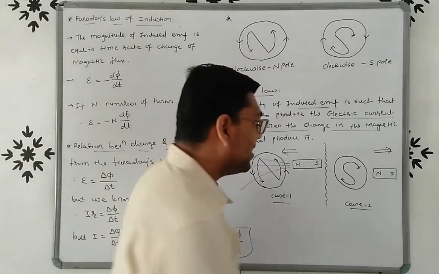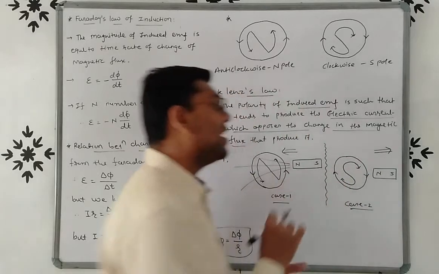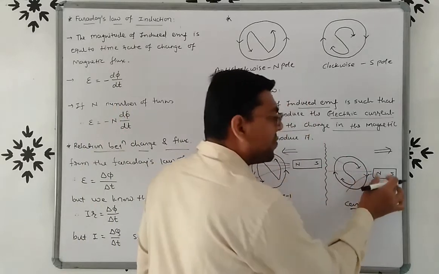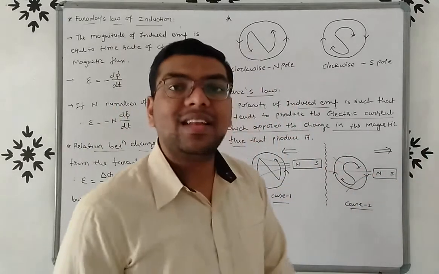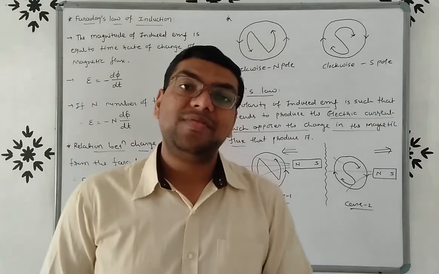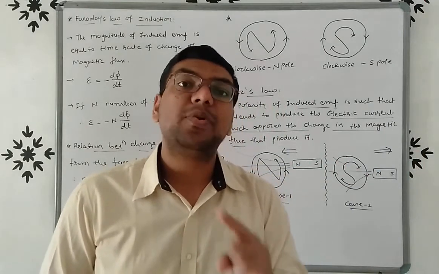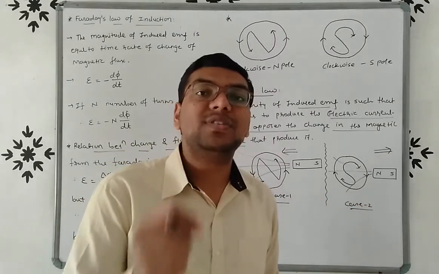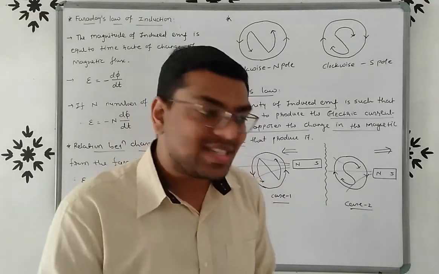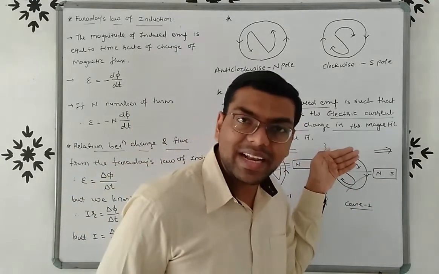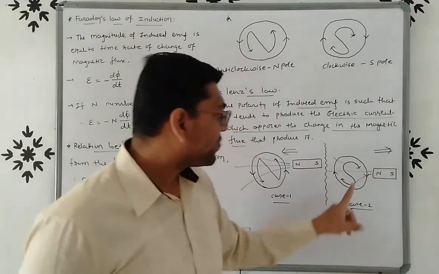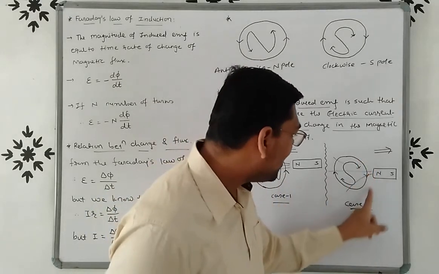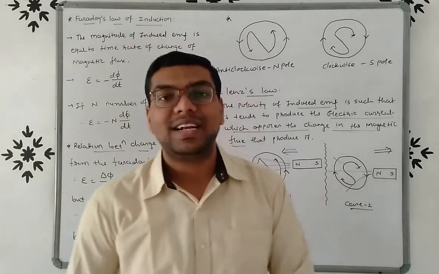Current is produced, but here it is produced in the clockwise direction, because when we move this magnet away from the coil, flux starts decreasing. And we know that if there is a change in flux, current is produced. But here current is produced in such a way that it opposes the change in flux. So to oppose it, when we move this magnet away from the coil, this side of the coil acts as a south pole. So here current flows in the clockwise direction.